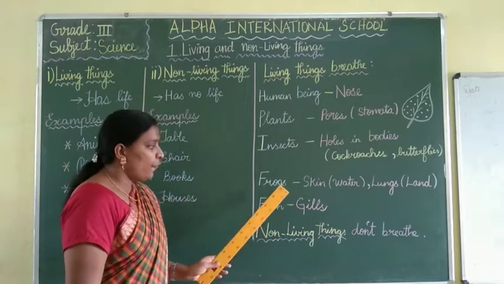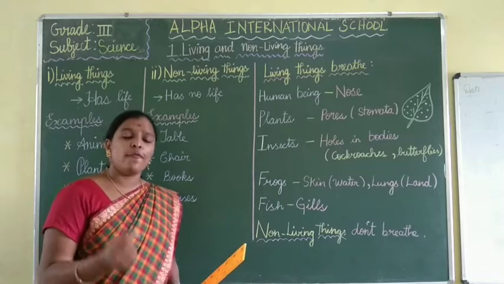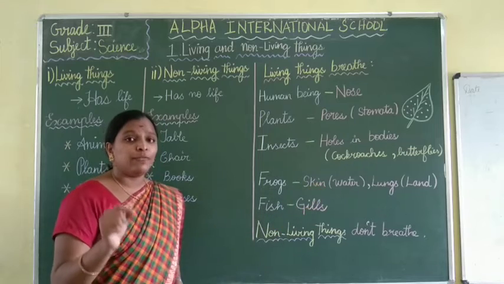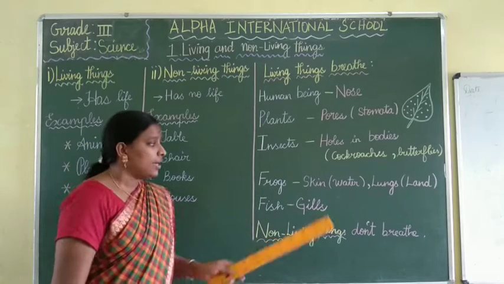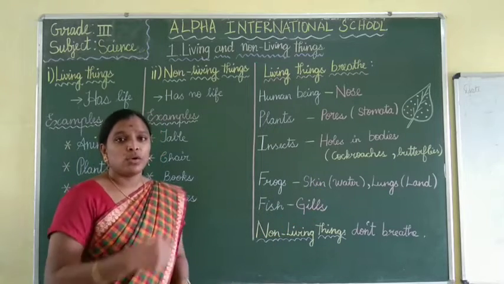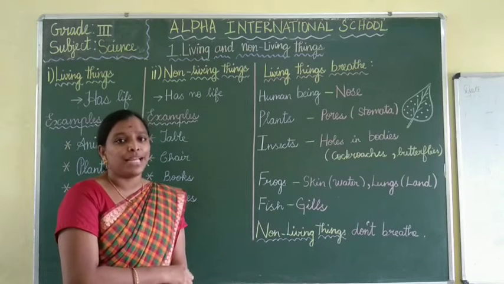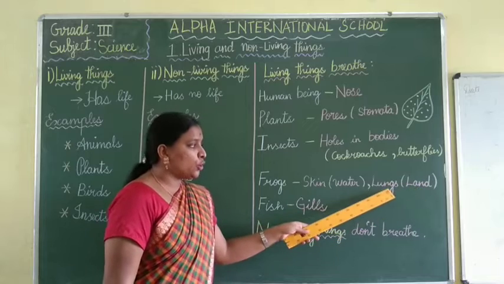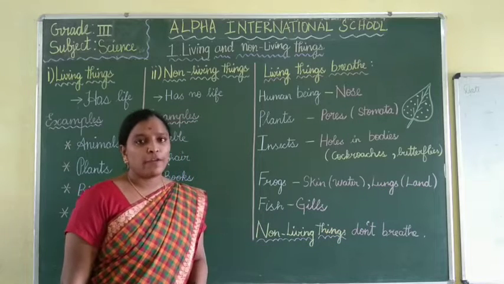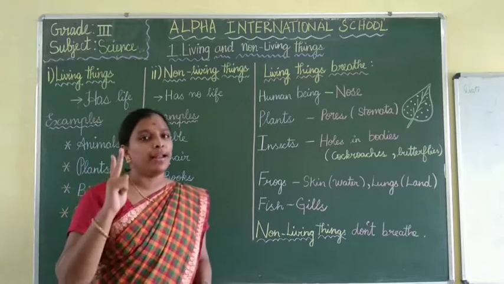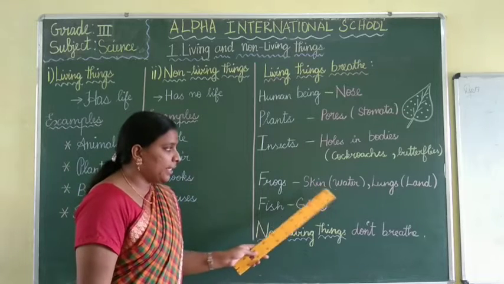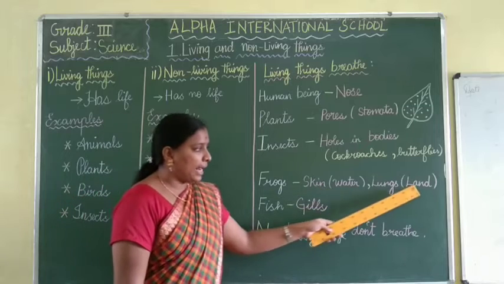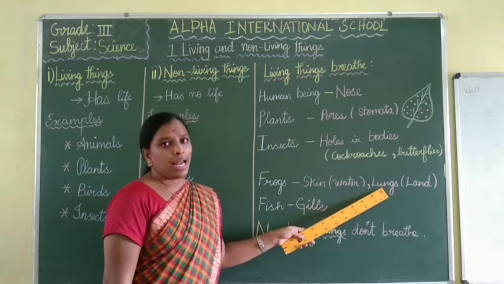Okay. Then frog. You may ask how a frog can breathe. A frog can breathe by its skin. When they are in water, they breathe by their skin. So the skin helps the frog to breathe when it is in water. When they are on land, they breathe by their lungs. So frogs can breathe in two ways. In water they breathe by their skin. On land, frogs breathe by their lungs.